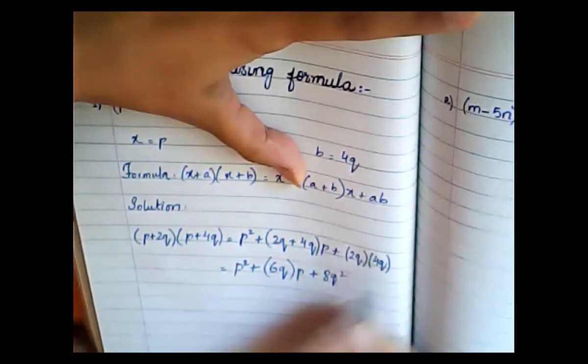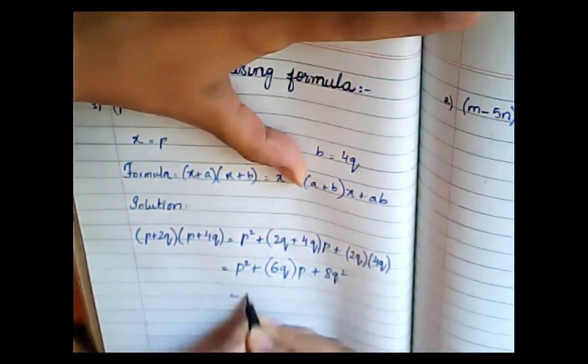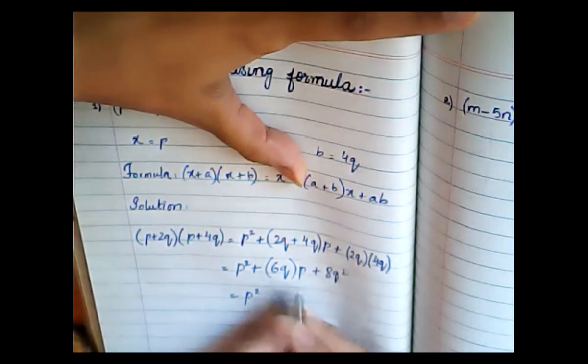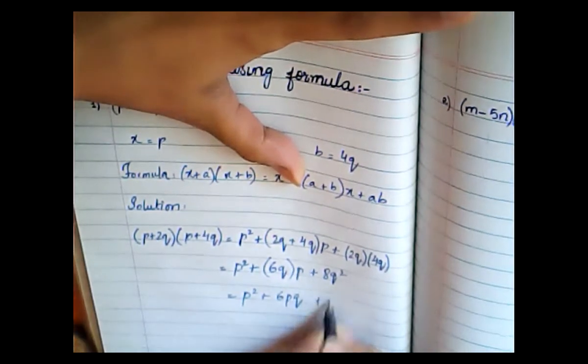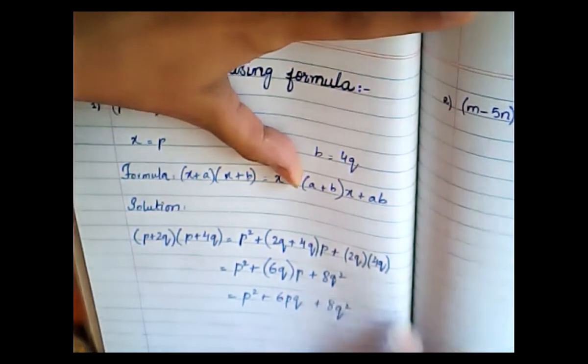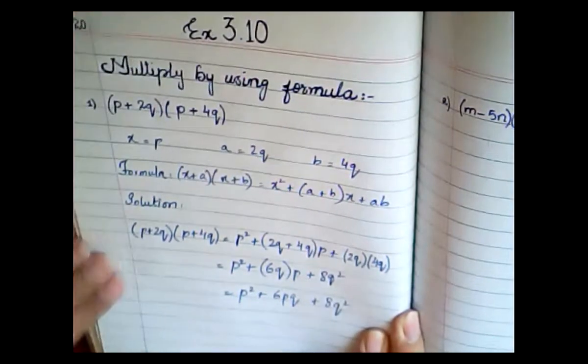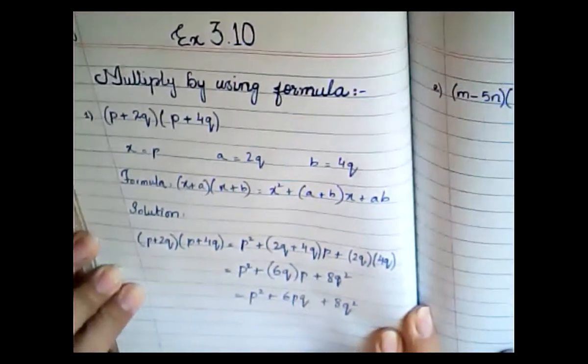When bases are same, power is going to be added. Now in the third step, what we are going to do, we are going to arrange the variables. That's it. 6pq plus 8q square. Is it clear now? Please write it in the chat box. Now this question is clear or not?